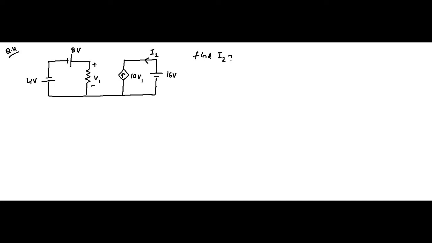Hello friends, so here we are with another question on KVL and KCL application in circuits involving dependent sources. So here we have this circuit and we have to find the value of this current I2 flowing away from the 16 volt voltage source in this part of the circuit. So let us see how we can deal with this circuit. So first let us redraw the circuit.